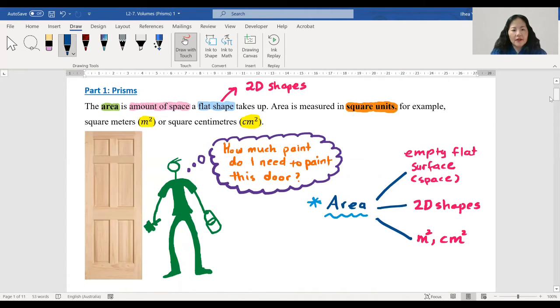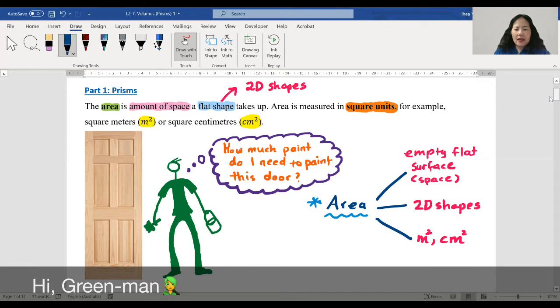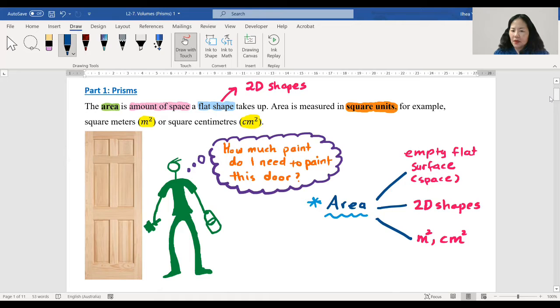Area. The area is the amount of space a flat shape takes up. So it's not 3D shapes, it's just flat 2D shapes. Area is measured in square units, for example, square meters, square centimeters. Now, this green man is thinking, how much paint do I need to paint this door? The door surface is a flat shape, isn't it? We're talking about the surface.